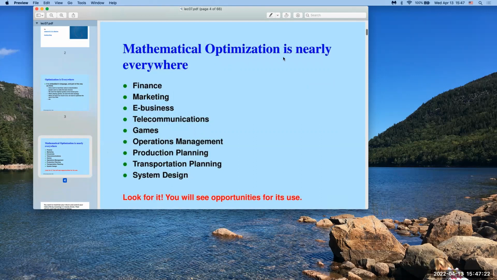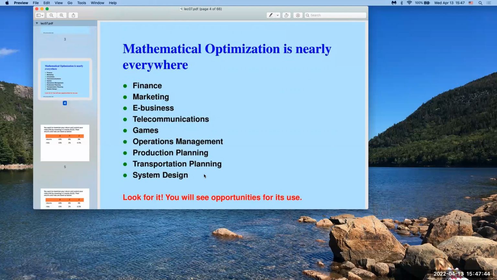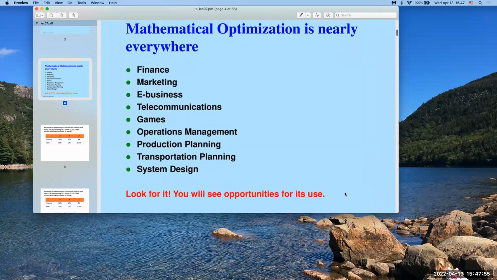And mathematical optimization is nearly everywhere. People have applied optimization in the finance area, marketing, e-commerce, telecommunications, operations management, production planning, all the stuff. And in this course, since we're not professionals and don't want to become professionals of optimization, we will start with the basic concepts and the basic examples. That's the target of this course.